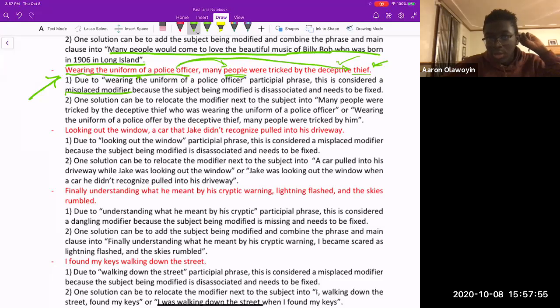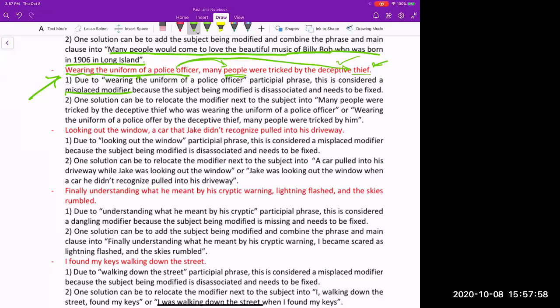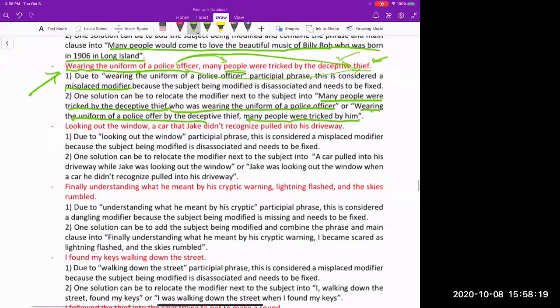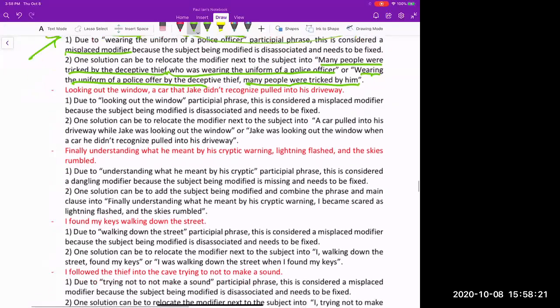Change where it's located. So put it next to the guy that's being modified. So I would just do that. Like, many people were tricked by the deceptive thief, right? Who was wearing the uniform? So you just put it after it. As long as you put it after it or before it, but not another noun in between them, because that's going to make it a misplaced modifier.